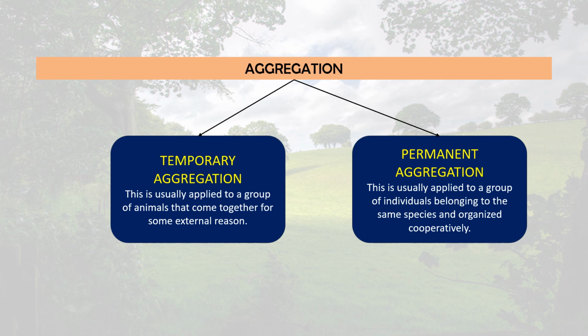Permanent aggregations are applied to groups of individuals belonging to the same species and organized in a cooperative manner. A society thus is a highly organized group of individuals of the same species in which individuals are interdependent and live together for mutual benefits.